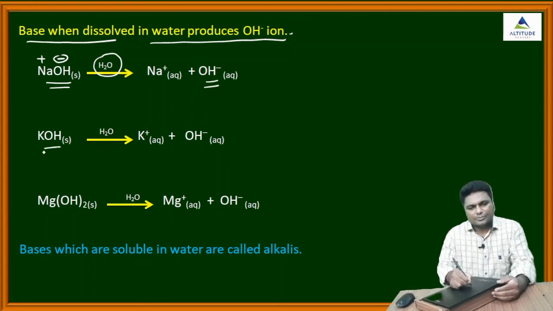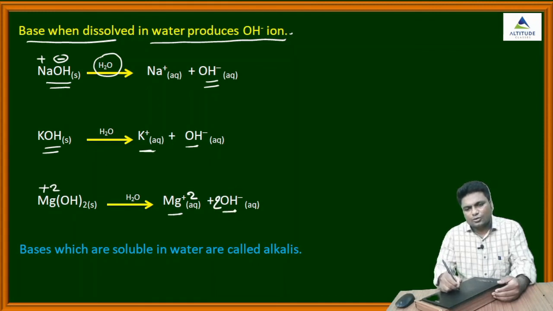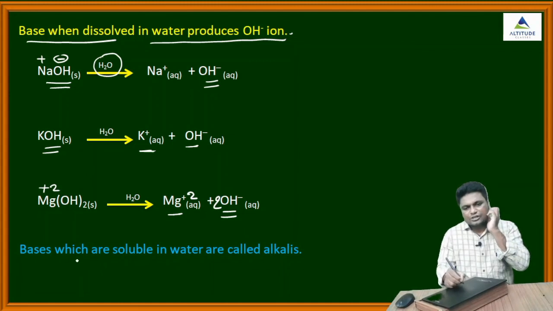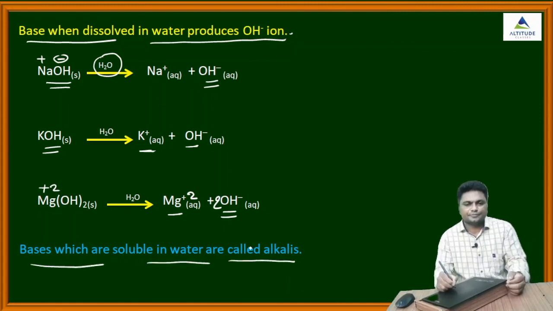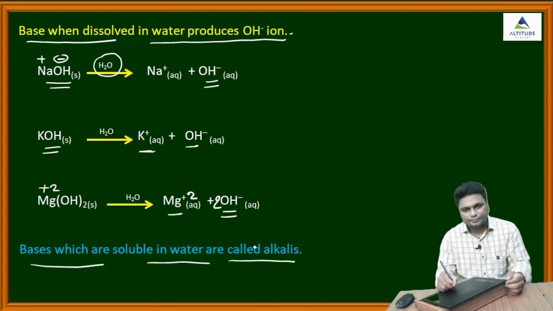For example, potassium hydroxide gives K plus ion and OH minus ion. See magnesium hydroxide here: bracket 2 means magnesium oxidation state plus 2. So it will give Mg plus 2 and here 2 OH minus ions. You will get 2 OH minus ions. It means the bases which are dissolved in water are called alkali. In the beginning also I explained. Understood, guys? Okay.